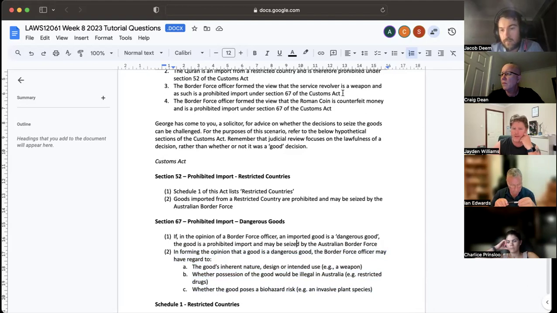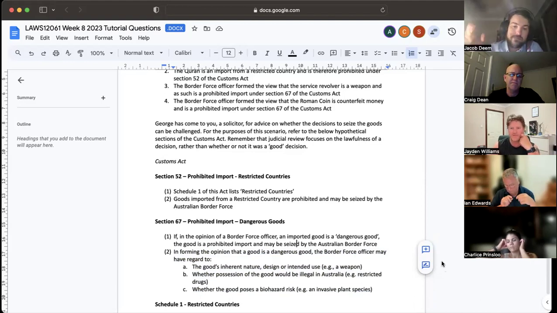Well, because it depends on the opinion of the Border Force officer, it becomes that second category of decision where they can decide whether or not it's a dangerous good. So then that would go back to the merits review process rather than judicial review. Potentially. I mean, if the act allowed for it, but because it gives the authorized person the ability to decide, it gives them the subjective opinion on whether it fits the category. There's less room for judicial review.